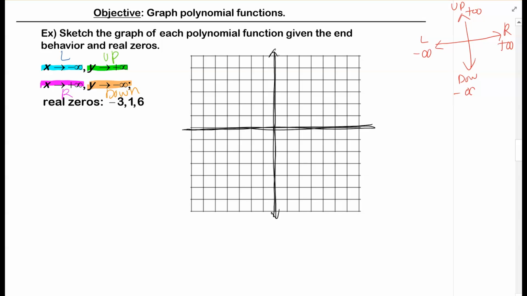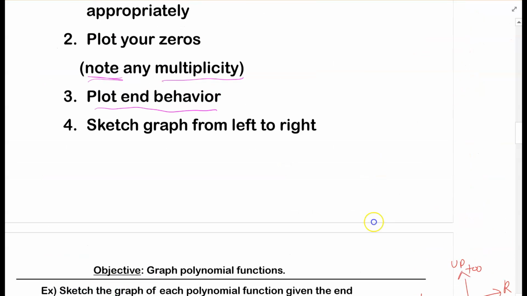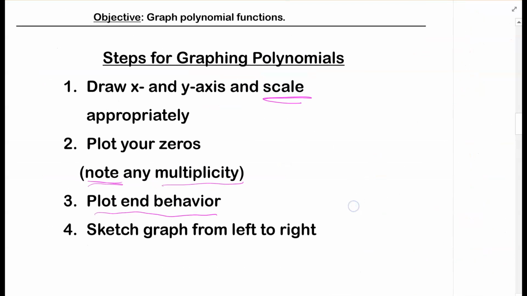Anyways, so you need to have some kind of a scale. My zeros are -3 and it goes all the way to 6. So I have to go by 1. So 1, 2, 4, 6, and then -2, -4, -6. I really don't need my y-axis, but I'm going to go to 3 and -3 here. So that was my first step, draw your x and y axis in a scale.